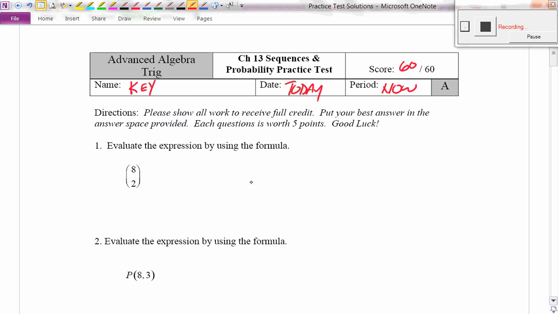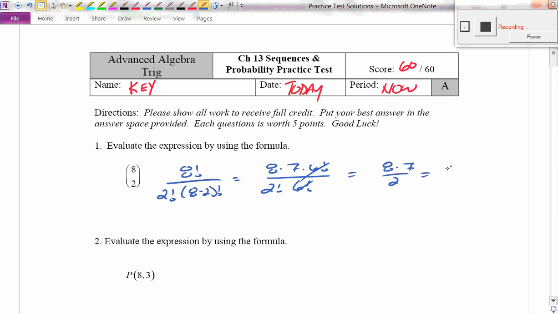So number one, evaluate the expression using the formula. This would be 8 factorial over 2 factorial times (8 minus 2) factorial, which is just 8 times 7 times 6 factorial over 2 factorial times 6 factorial. Of course, those cancel out. So it's just 8 times 7 divided by 2, which is really just 4 times 7, which is just 28. So there's your answer for that one.